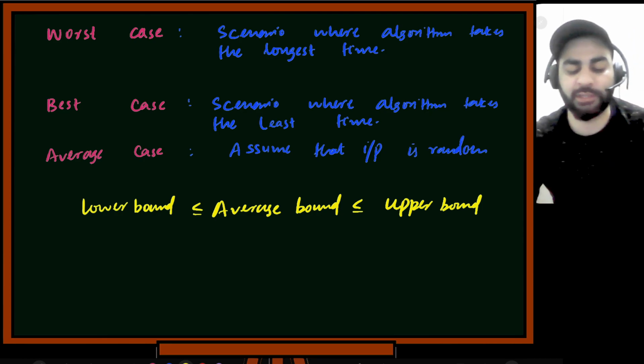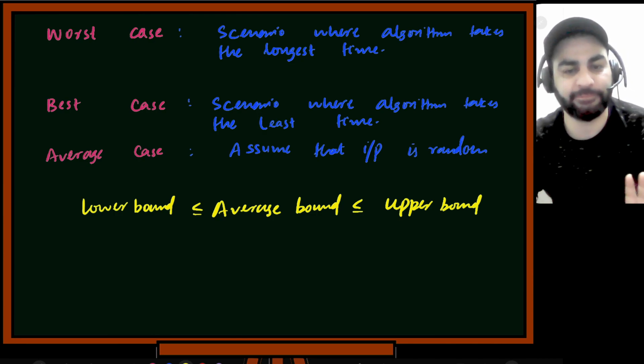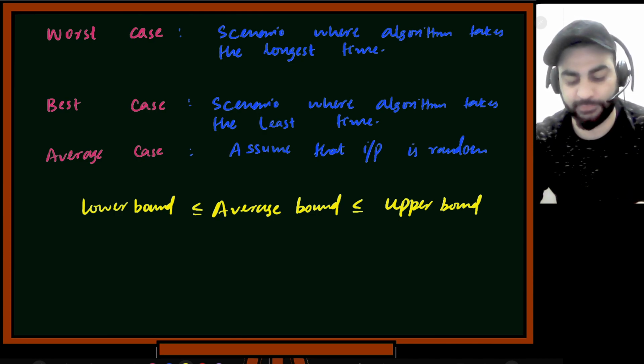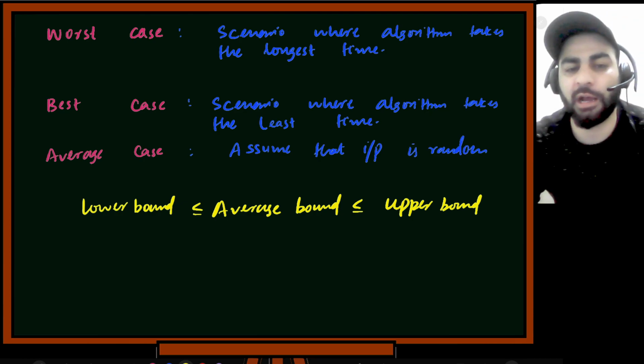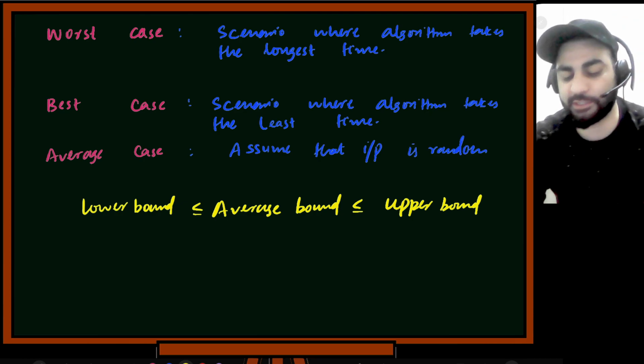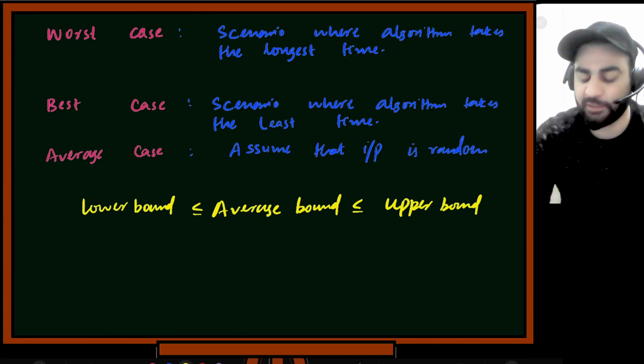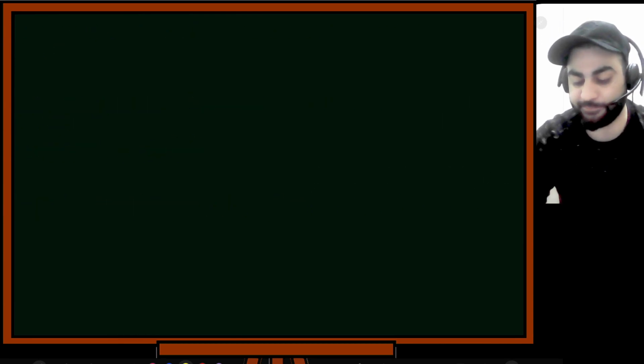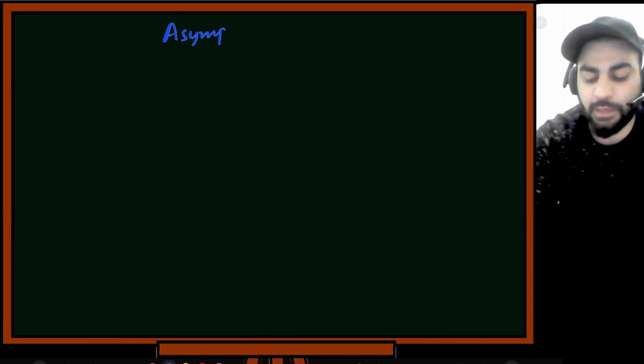Is this clear? Is the worst case, best case, and average case clear? Okay, if this is clear, now we'll go to how to mathematically write this in a notation format, that we call asymptotic notation.